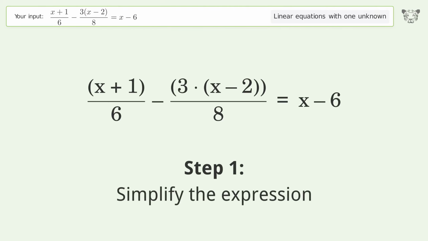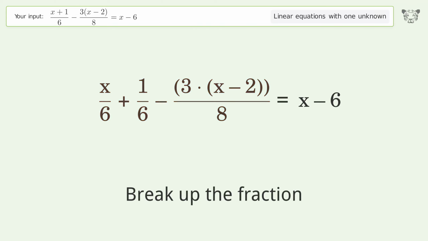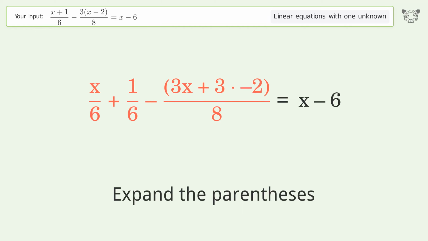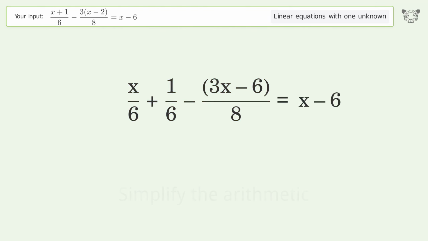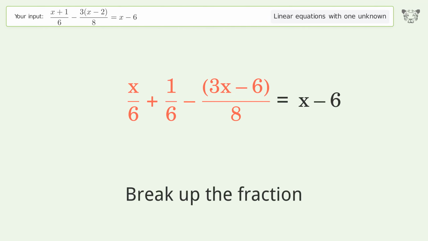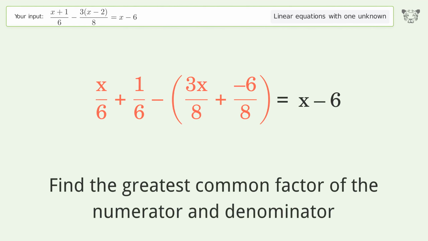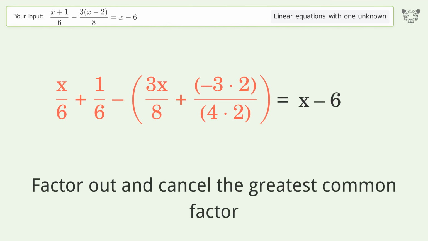Simplify the expression. Break up the fraction. Expand the parentheses. Simplify the arithmetic. Break up the fraction. Find the greatest common factor of the numerator and denominator. Factor out and cancel the greatest common factor.